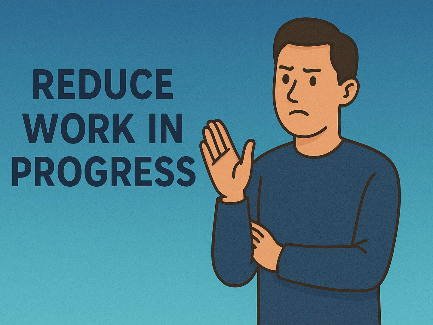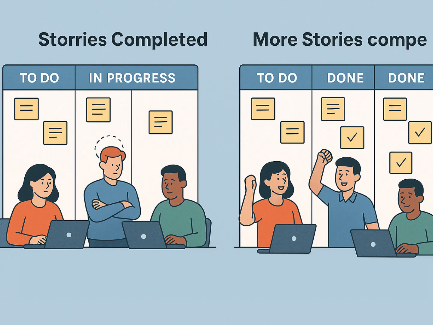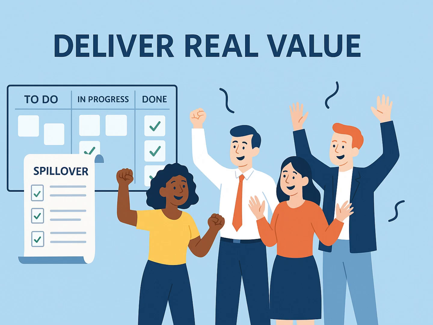Tip 5. Reduce work in progress. One of the most effective ways to reduce spillovers is to limit the number of backlog items the team works on at once. If a team works on too many items in parallel, it may end up finishing none. But by focusing on fewer items, they can deliver more value, even with the same total effort.